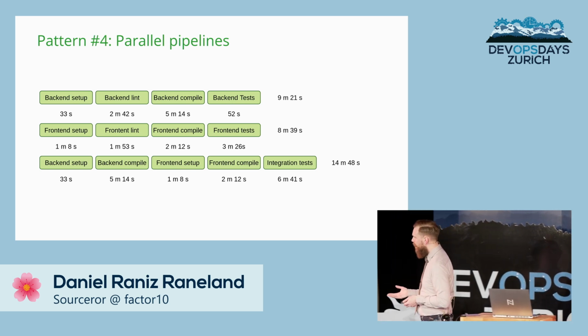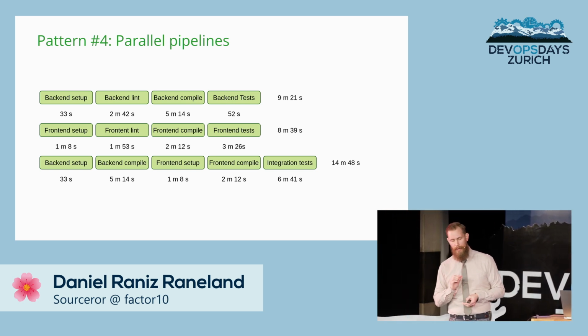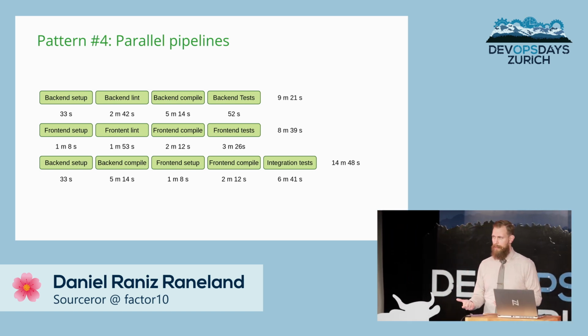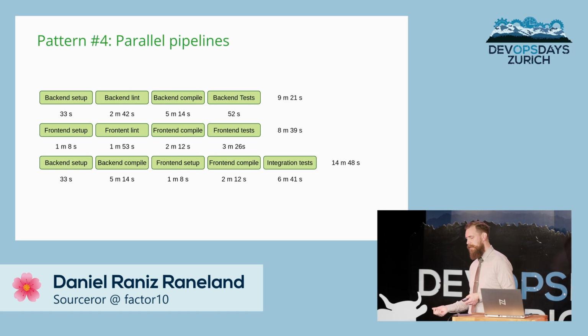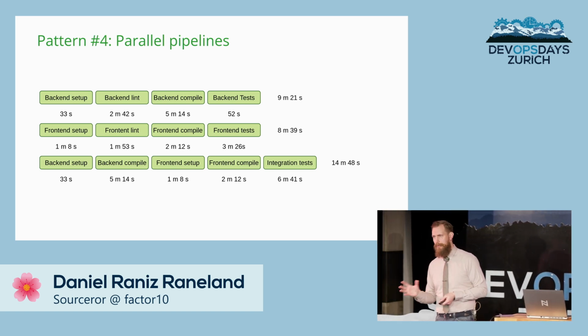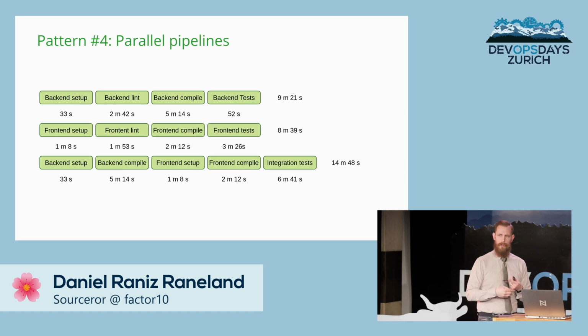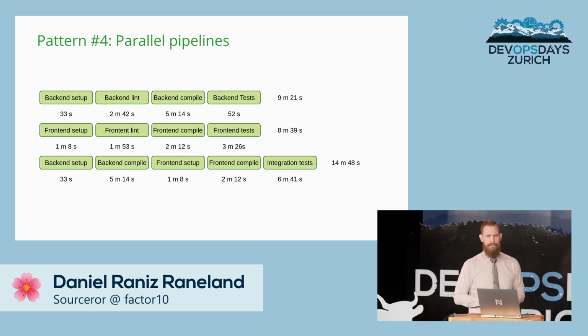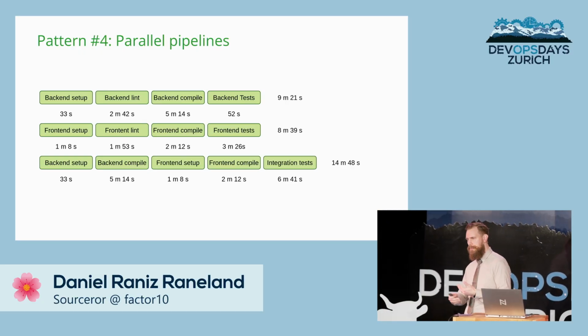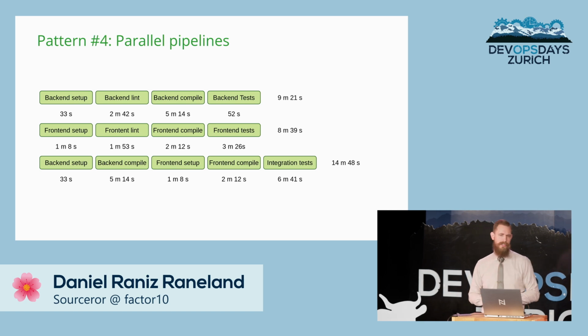But as we can see, we need to do the backend setup and the backend compile in both the backend pipeline and the integration test pipeline, and the same for the front end. We need to set up and compile the front end in both those pipelines. So we do double work, which is bad for the environment. So the total runtime here is about 8 minutes longer than before, but we get the feedback much earlier. But there are tricks that we can use to reduce this duplication of steps.